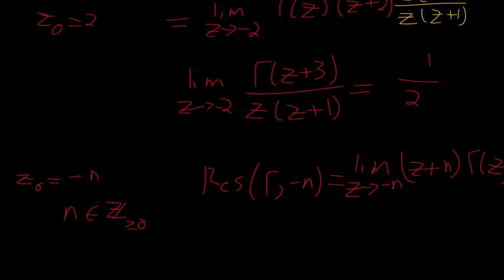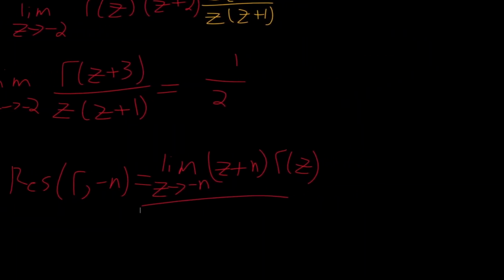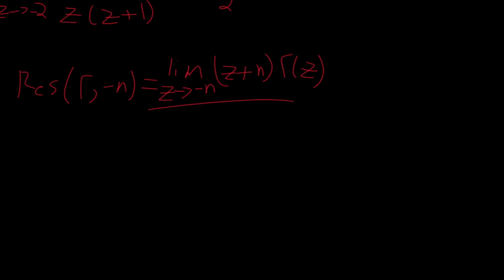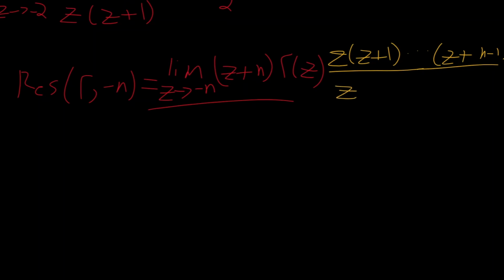So how can we simplify this? Well, using the same techniques as the couple times before, we can multiply the top and bottom by a very long polynomial. We can multiply the top and bottom by z, times z plus 1, and so on, all the way to z plus n minus 1. And the same thing in the denominator, because we do need to be multiplying by 1, and this does need to cancel out.